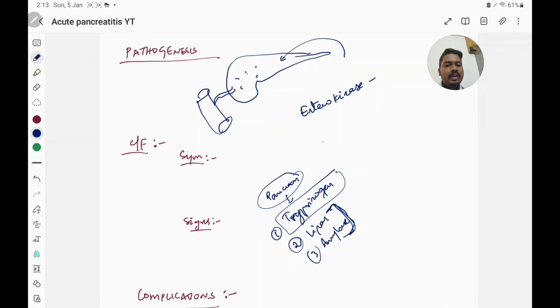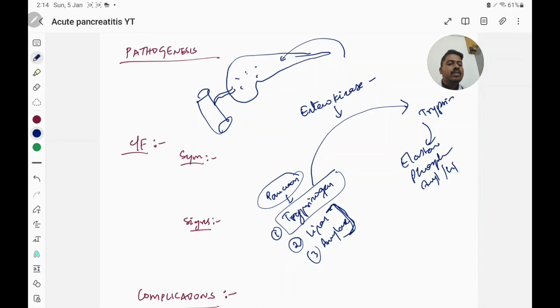Now what happens? This trypsinogen is converted into trypsin by enterokinase in the duodenum. Now this trypsin activates all other enzymes like elastase, phospholipase, even amylase and lipase. So these are activated, and then the digestion process starts. This is normal. But what happens in pancreatitis is there is premature activation.